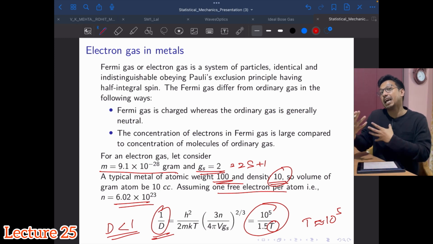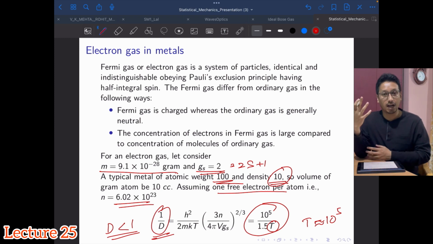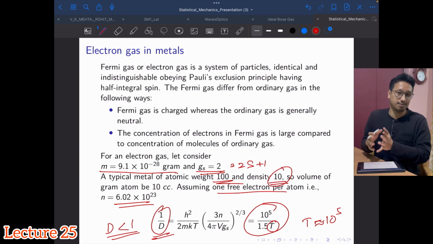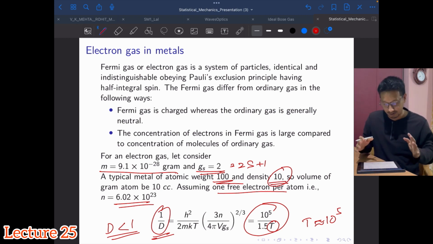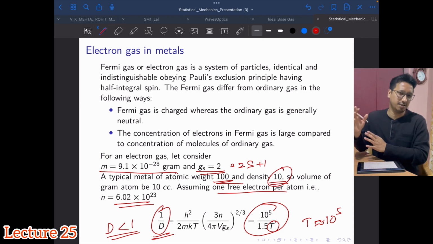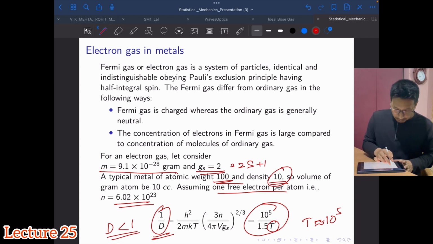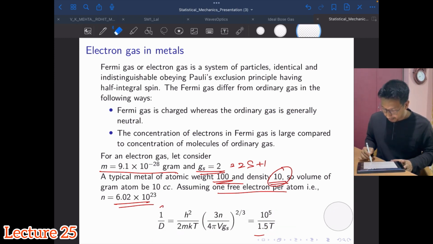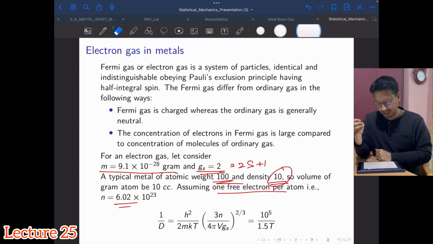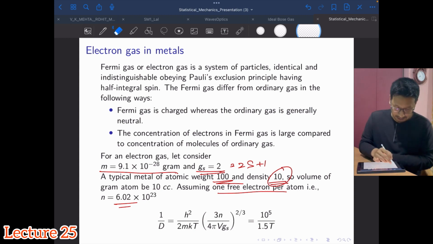10 to the power 5 Kelvin, you think about how high that temperature is. In fact, you will see many things will be used because of this, as you are talking about white dwarfs and other stuff like that. I hope you got the point I'm trying to say. So from a rough calculation we got that the degeneracy is really high in an electron gas in a metal. That's why we have to apply Fermi-Dirac statistics.